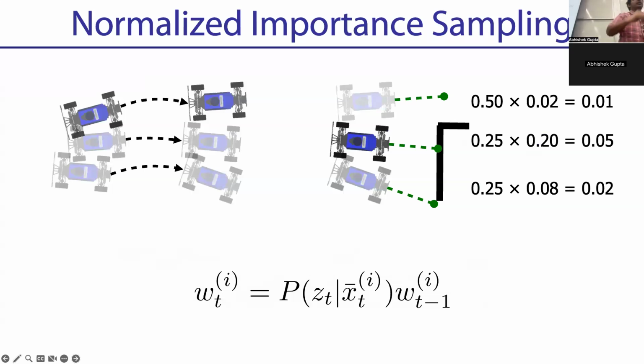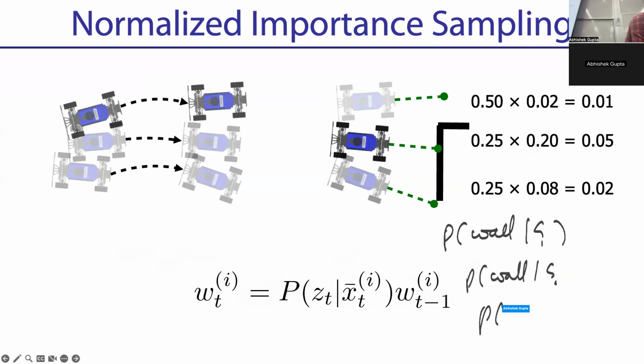And then you're going to take a measurement. Say I shoot a LiDAR out, and I get a reading that comes back short, saying there's a wall in front of me. So then I take the likelihood of P of wall given state 1, P of wall given state 2, P of wall given state 3. There's P of Z given X.